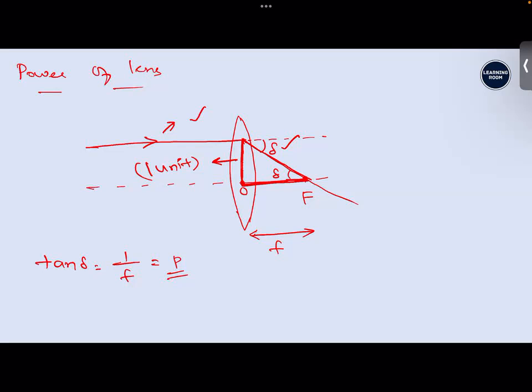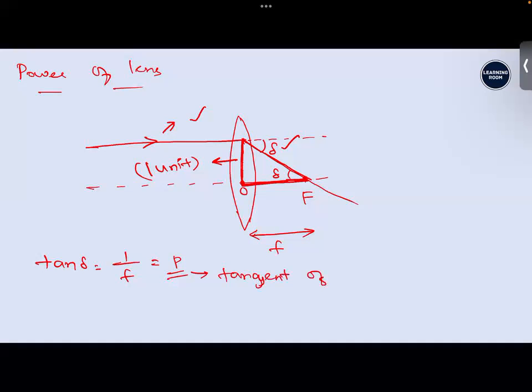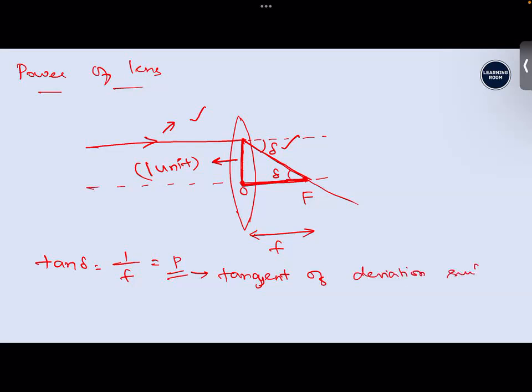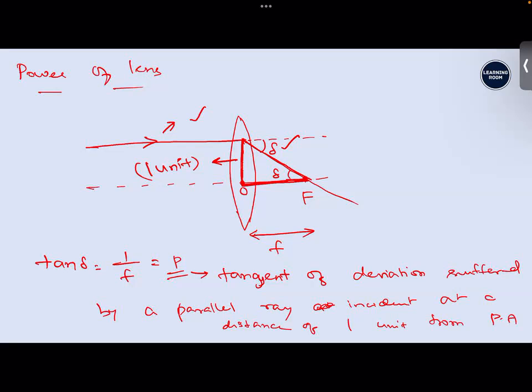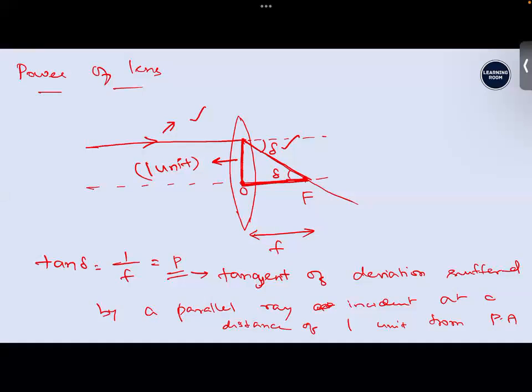Okay. Now, how to define this? Actually, power is the tangent of deviation suffered by a parallel ray incident at a distance of 1 unit from principal axis. Is it clear? Yes.